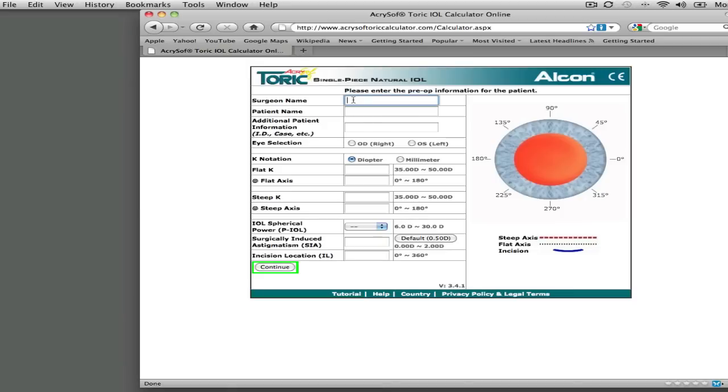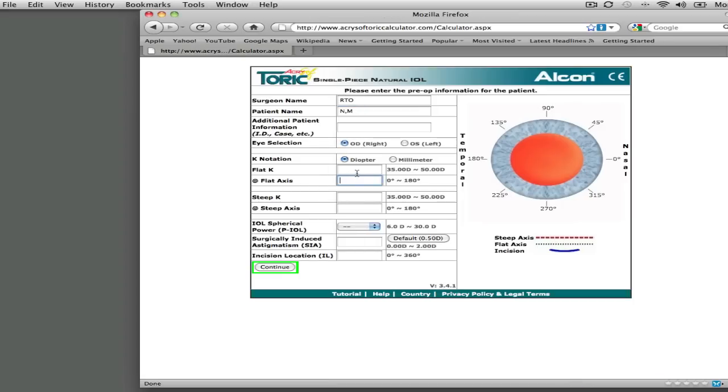We enter initials again right here. Since this is the second time, it pops up. Patient initials are N, M. Again, it's the right eye. The flat Ks are 43.83 diopters. Flat axis is 7. Steep Ks are 44.82 with a steep axis of 97.